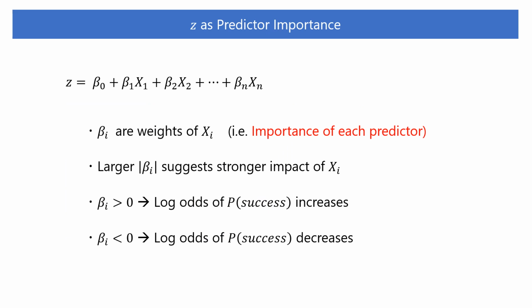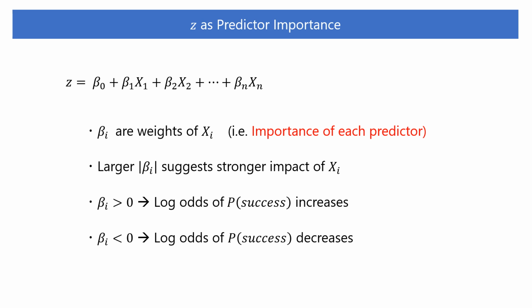The coefficients beta i in z act as weights indicating the importance of each predictor in determining the outcome. A larger absolute value of a coefficient suggests a stronger impact of that predictor on the outcome. The sign of each coefficient indicates the direction of influence. A positive coefficient increases the logits of the outcome being 1, while a negative coefficient decreases it.